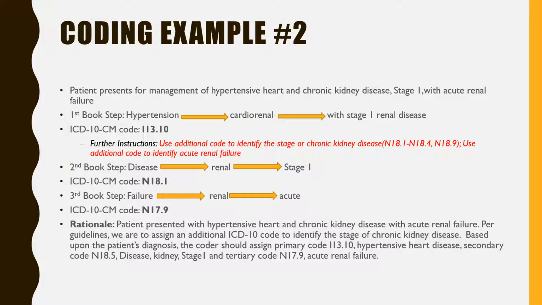So again, in our rationale, the patient presented with hypertensive heart disease as well as chronic kidney disease with acute renal failure. And our stage for the chronic kidney disease is stage 1. So per our coding guidelines, we are going to assign an additional code to verify the stage of the chronic kidney disease as well as acute renal failure. So based upon the patient's diagnosis, the coder should assign primary ICD-10 code I13.10, secondary code N18.5, and then tertiary code N17.9.